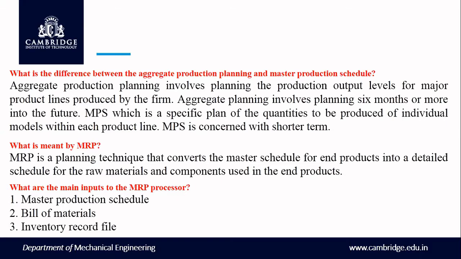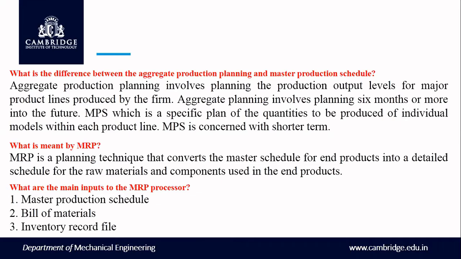MPS, the master production schedule, is a specific plan of the quantities to be produced of individual models within each product line. That is, on that day, on that line, how many products, that is called MPS. The master production schedule is concerned with the shorter term, but the aggregate production plan is concerned with the longer term. Now, what is meant by MRP, material requirement planning? MRP is a technique that converts the master schedule for end products into a detailed schedule for the raw materials and components used in the end product.